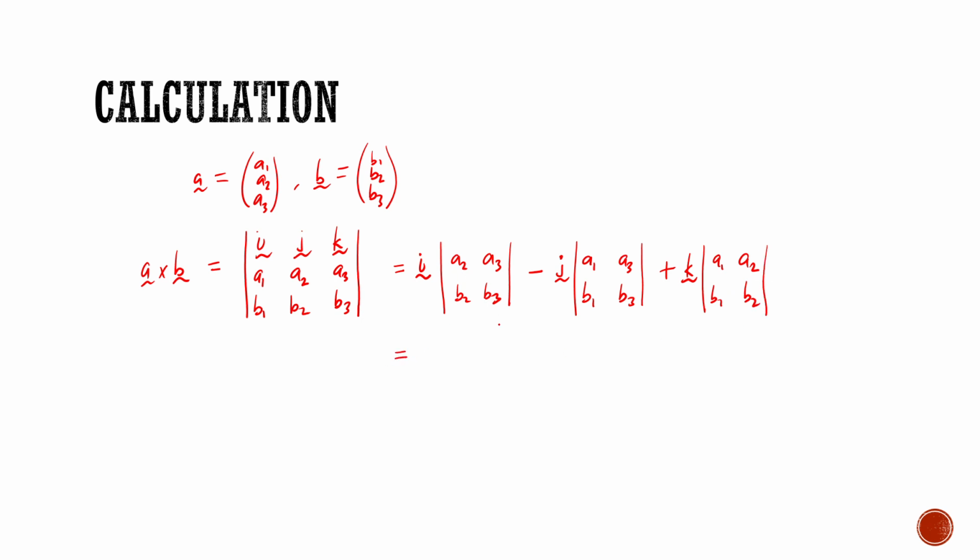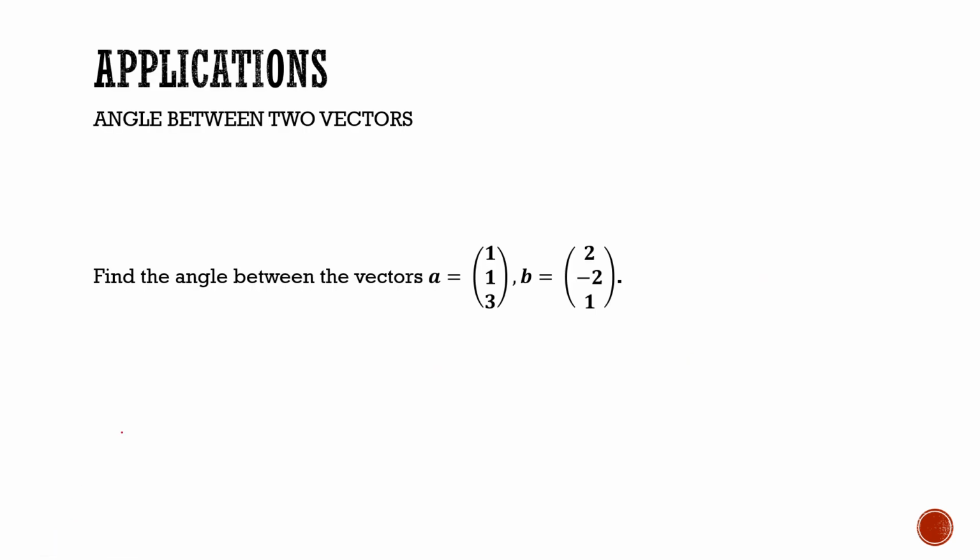And then you find the determinant of the 2 by 2, and that would be, in this case, A2B3 minus A3B2, product of the major diagonal minus product of the minor diagonal, times i, minus A1B3 minus A3B1 times j, and then plus A1B2 minus A2B1 times k, and that would be your cross product.